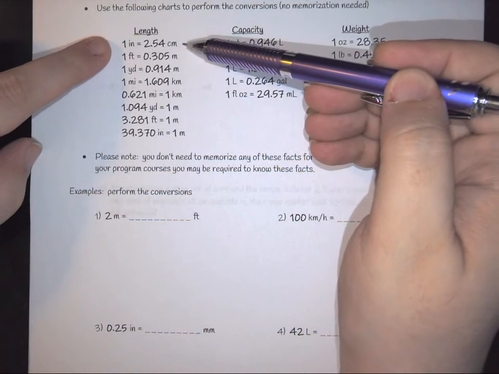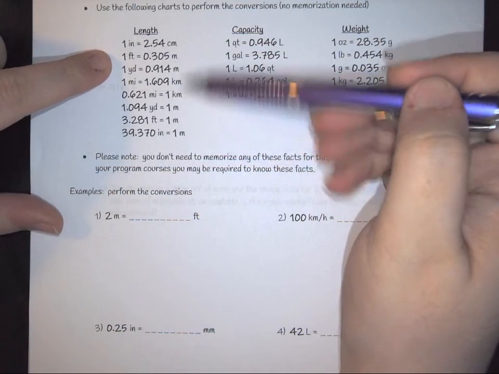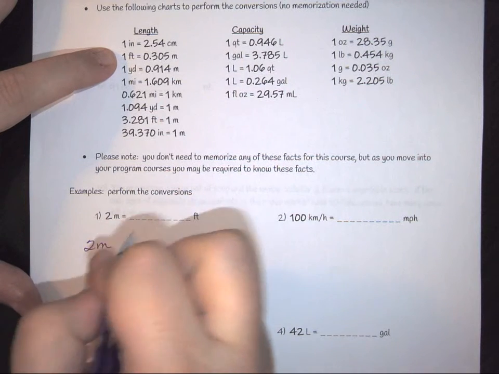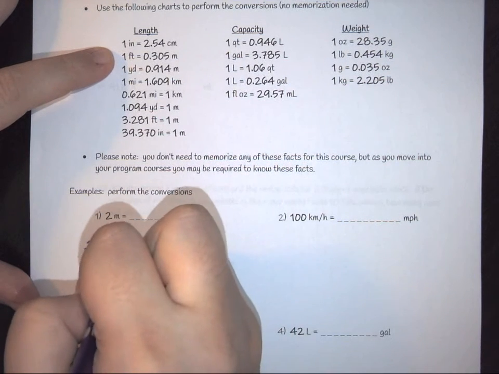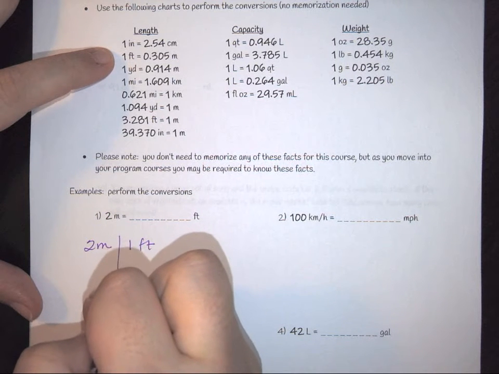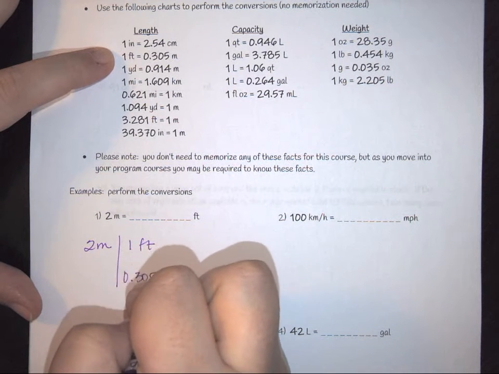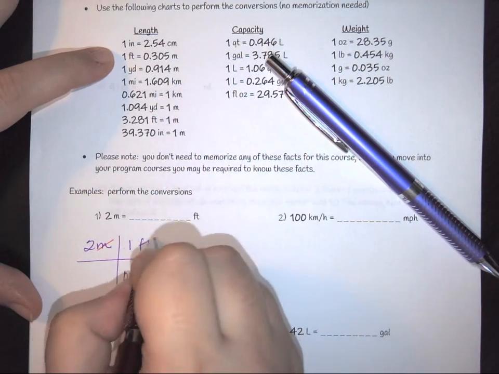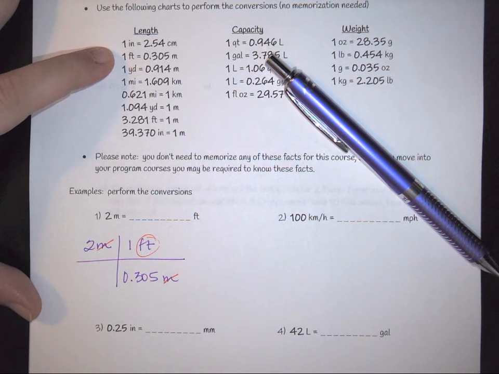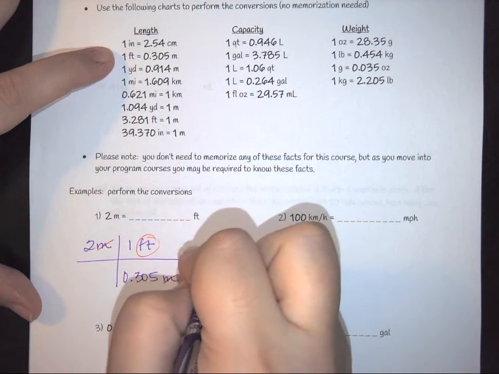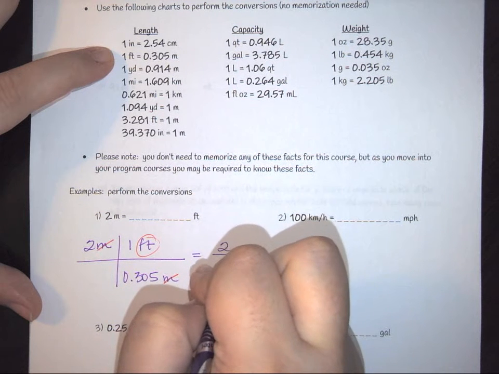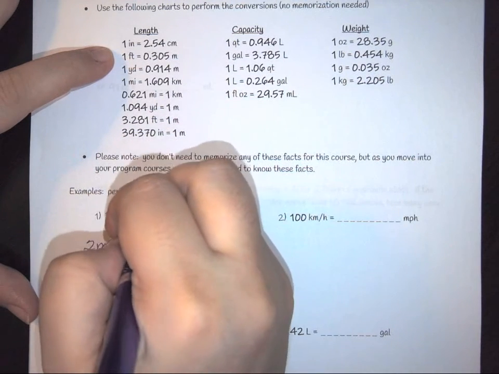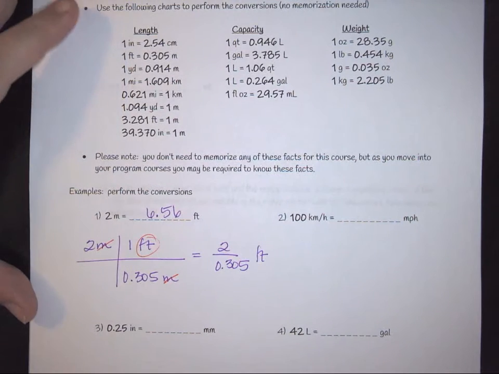So we want to look up here and see if there's a conversion that goes from feet to meters, and there is. I'm going to start with my 2 meters, and then I know that 1 foot is the same as 0.305 meters. In looking at that, my meters are going to cancel and leave my feet behind, which is what I wanted. So I'm going to end up with 2 over 0.305, and this is feet. When I do that, you end up with 6.56 feet.